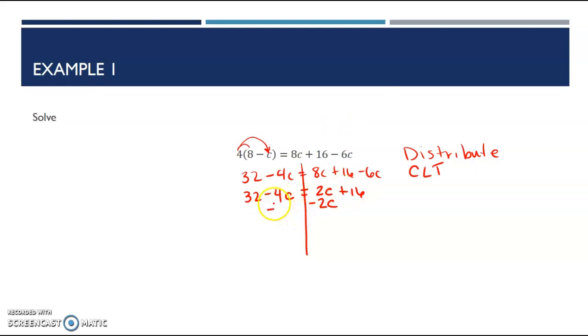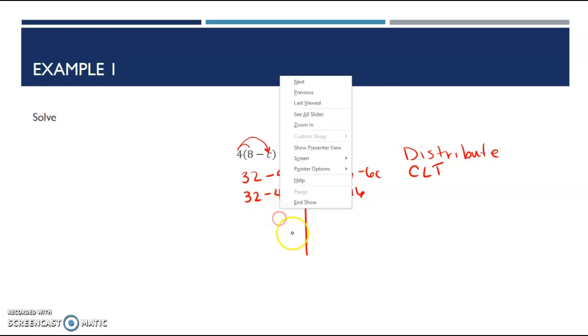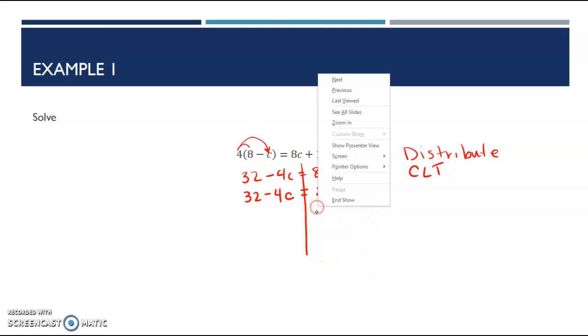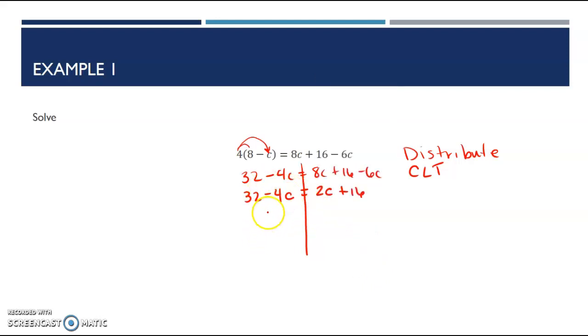Actually, when I look at this, we can still do that. But remember how I talked about I like to keep things positive? Well, when I look more closely, I have a negative 4. So I would rather add 4c to both sides than subtract 2. But you would get the same answer, unless you do something wrong, if you did the SPOE instead of the APOE. So now I have 32 equals 6c plus 16.